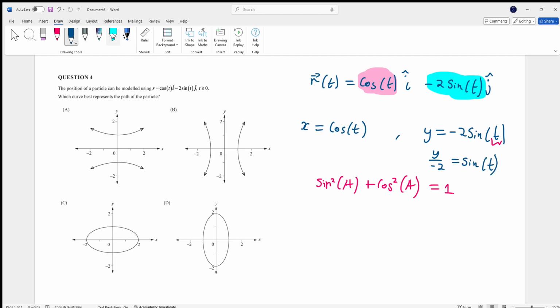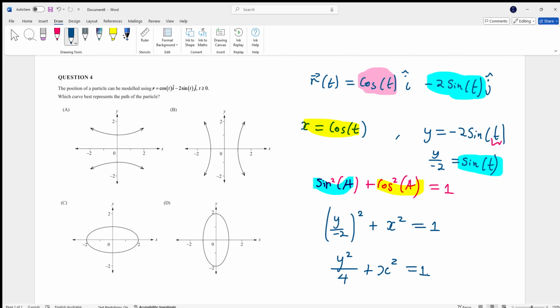Now we can substitute them in. We can write that as y over negative 2, squared, plus x squared equals 1. Here we can apply that square, so we get y squared over 4 plus x squared is equal to 1.